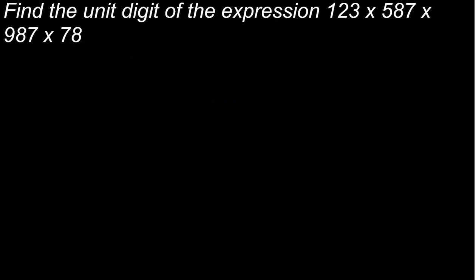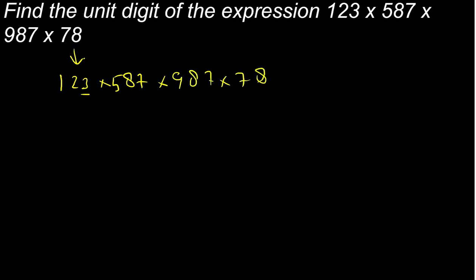Find the unit digit of the expression 123 into 587 into 987 into 278. I started this question because I think it's important that you know what the application of this unit digit place is. This is quite easy actually. 123 multiplied by 587 multiplied by 987 multiplied by 278. So 3 sevens are 21, so the product of these will end on 1. And 7 eights are 56, so the product of these numbers will end on 6.